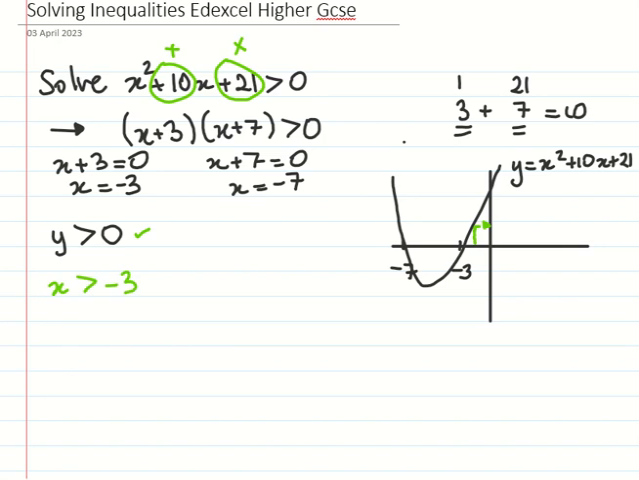If you pick any value that is in between minus 7 and minus 3, then the corresponding y coordinate will be negative, which is not what we want. The last section that I should look at is values that are less than minus 7. If you pick any value that is less than minus 7, then the corresponding y coordinate would be greater than 0, which is what we want. Therefore, our solution is x is greater than minus 3, or x is less than minus 7.